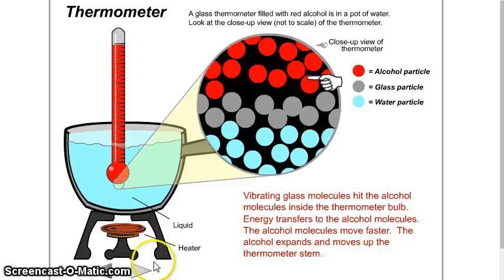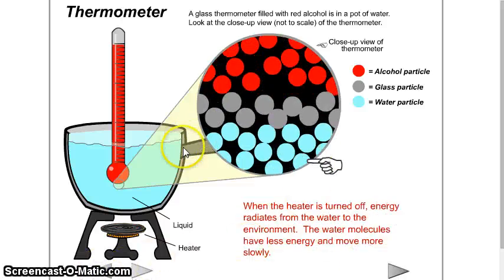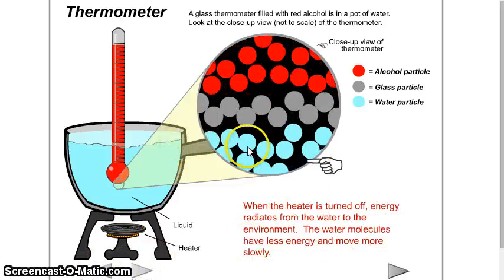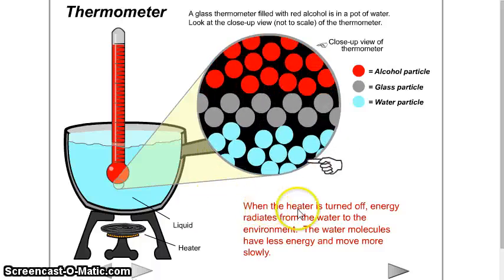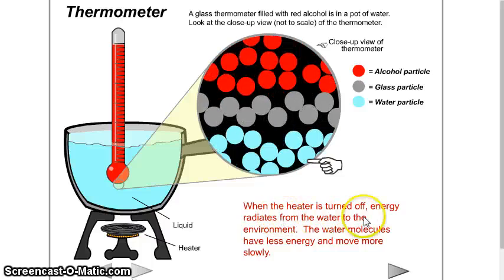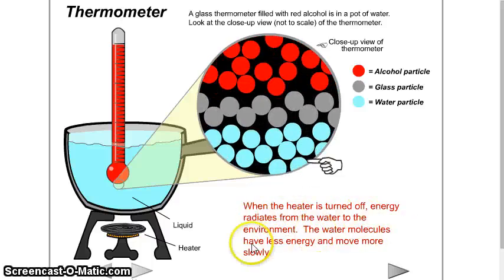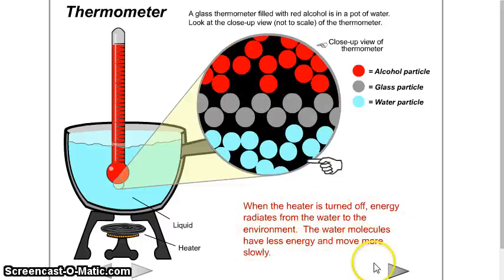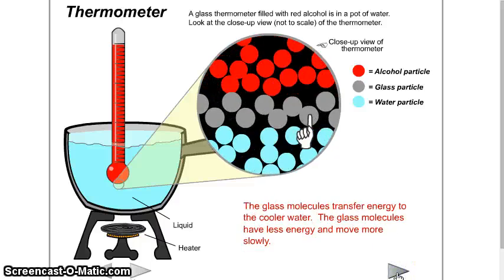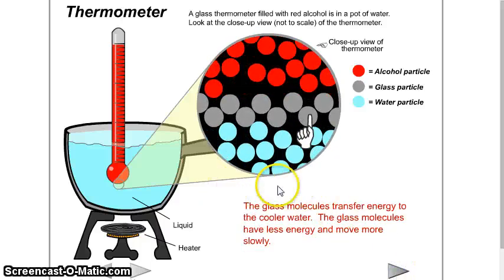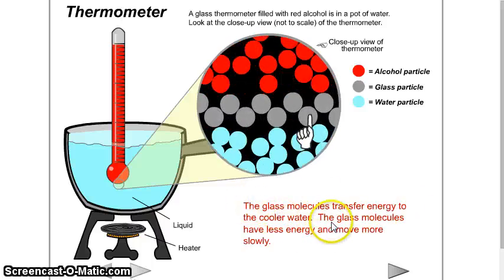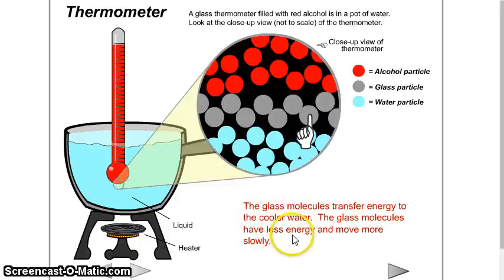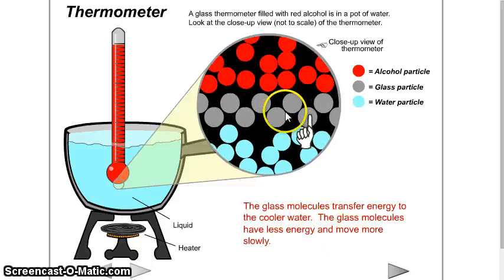As we start to cool things down, we can see that the water is going to not be as energetic and not move around as much. When the heat is turned off, energy radiates from the water to the environment. The water molecules have less energy and move more slowly. Next, the glass molecules are going to transfer their energy to the cooler water. The glass molecules have less energy and move more slowly.